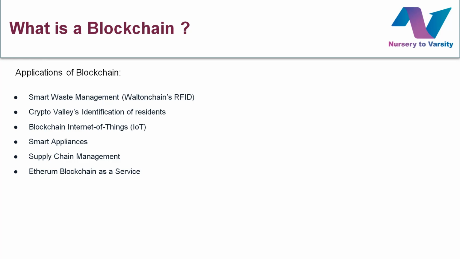The applications of blockchains are smart waste management, which is right now being used in China, where they use Walton chain RFID. Blockchain and internet of things is a very popular technology. Smart appliances: we use smart appliances to get efficient working of appliances. Supply chain management, this is the most important part. The Ethereum blockchain: we are going to use Ethereum in further videos, but Ethereum was originated by Microsoft Azure services. These are all the applications of blockchain.